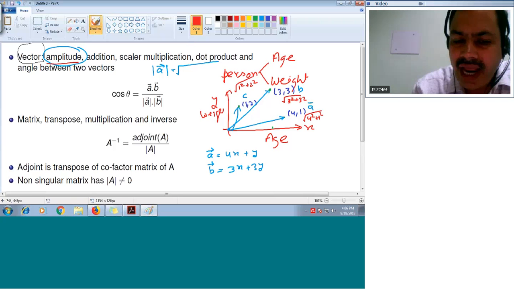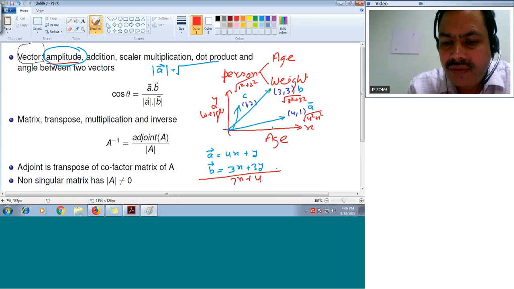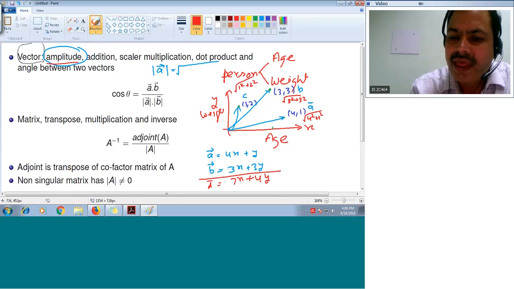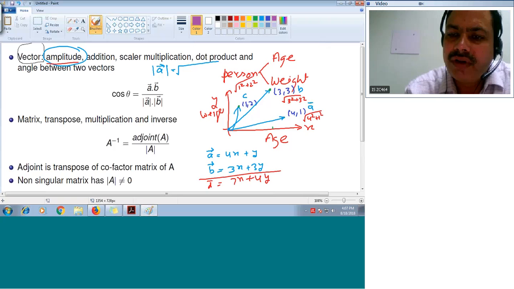If you want to add two vectors, for example the vectors A and B, term by term they are added. It is 7x plus 4y. So in this way you can find another vector, say D, equal to this. You can find where 7x plus 4y would be. Since it is 4, then 5, 6, 7 something, 7x plus 4y would be some vector here. In this way you can find another vector.